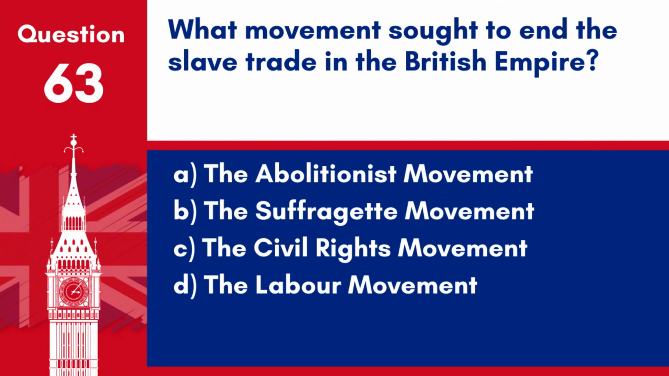Question 63. What movement sought to end the slave trade in the British Empire? A. The abolitionist movement. B. The suffragette movement. C. The civil rights movement. D. The Labour movement. Answer: A. The abolitionist movement. This movement was instrumental in ending the slave trade in the British Empire in the early 19th century.